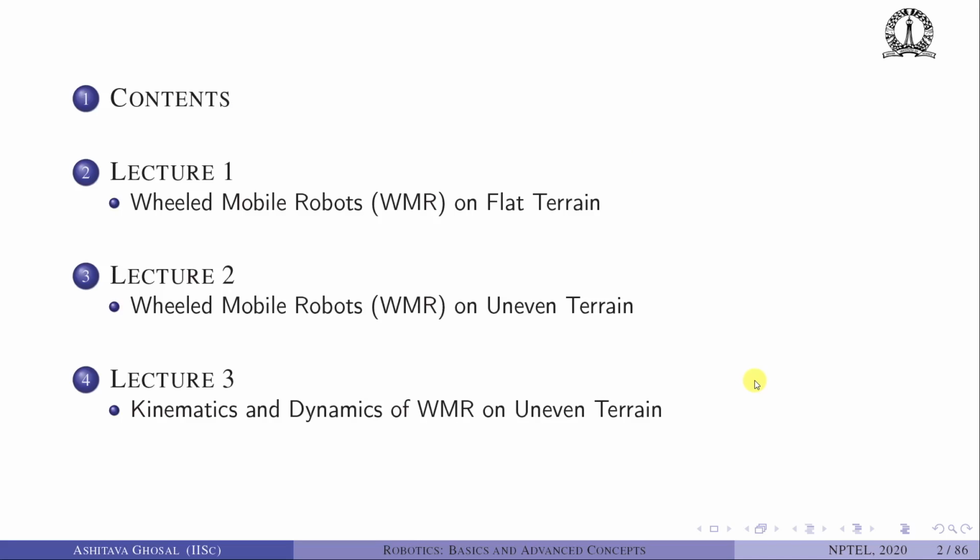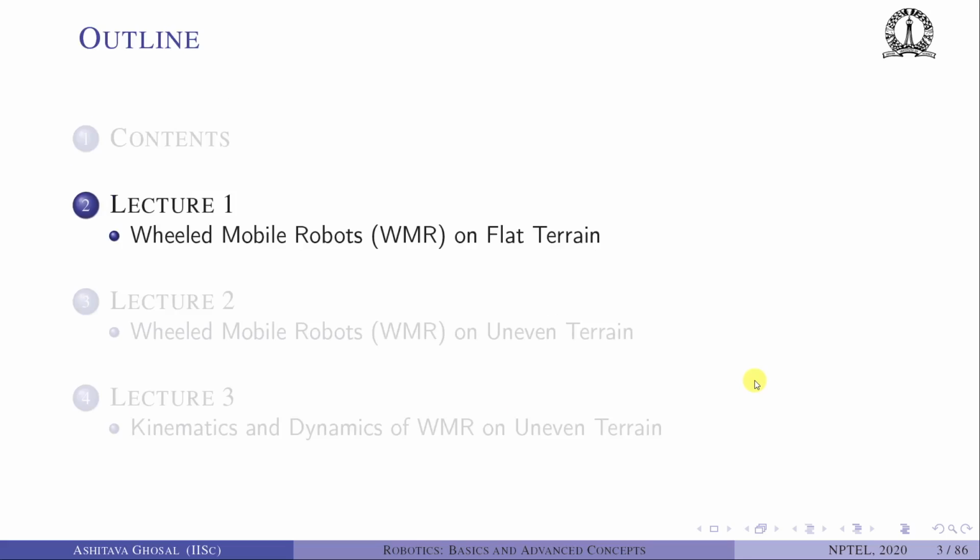Okay, so there are three lectures in this topic. The first topic is on wheeled mobile robots on flat terrain. The second topic is on wheeled mobile robots on uneven terrain. And then we will look at kinematics and dynamics of wheeled mobile robots on uneven terrain. There are many aspects of wheeled mobile robots, things like obstacle avoidance, sensing, intelligence, map making, and so on. But in these lectures, we will concentrate on the kinematics, dynamics, and basically modeling and simulation of the wheeled mobile robots.